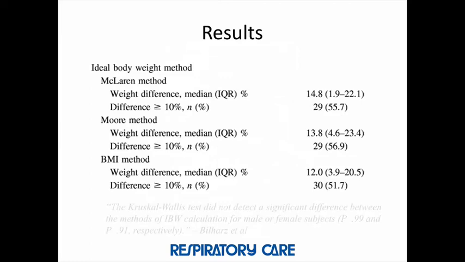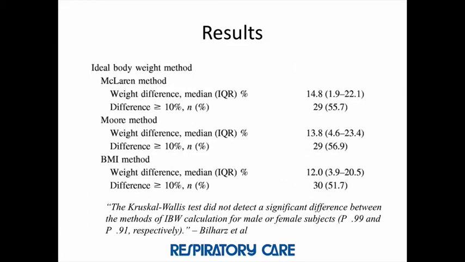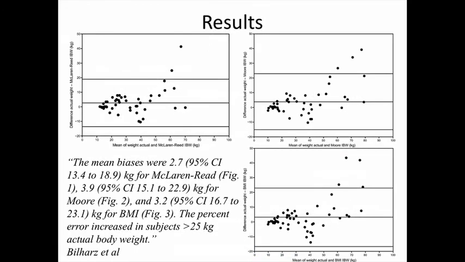So there's a big difference between ideal body weight and actual body weight with each method, but the methods themselves didn't have any difference. And we'll talk about what that means in a minute. And these are Bland-Altman plots on this slide here. And these are a little bit confusing to look at at first. I've cut and pasted a quote the authors put in the manuscript that I really appreciate because I feel like it explains them pretty well.